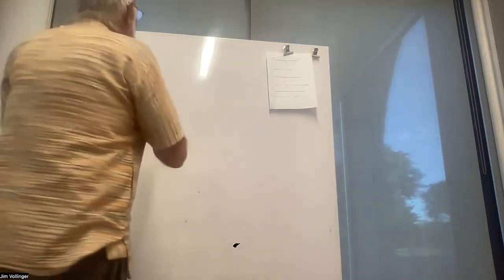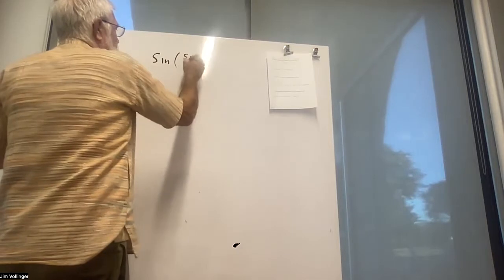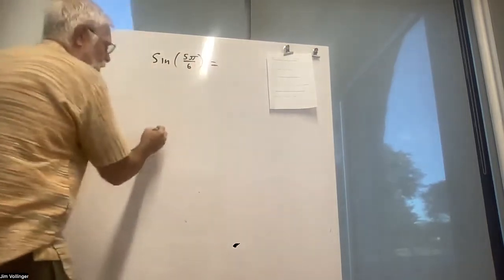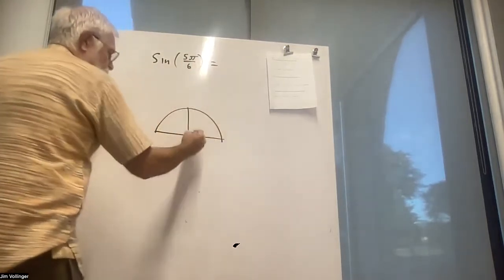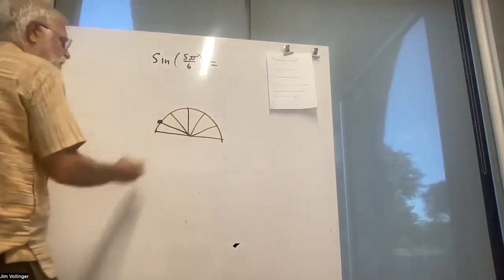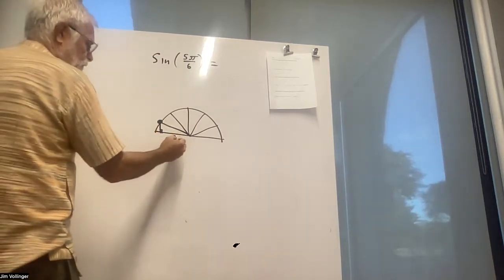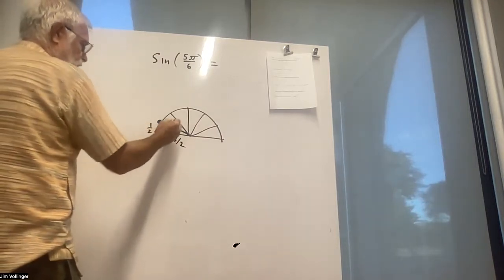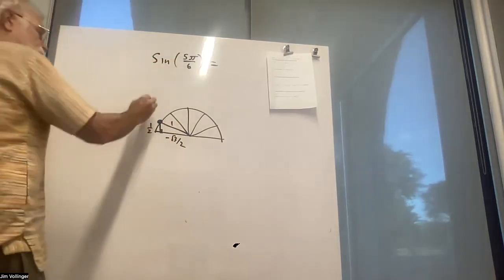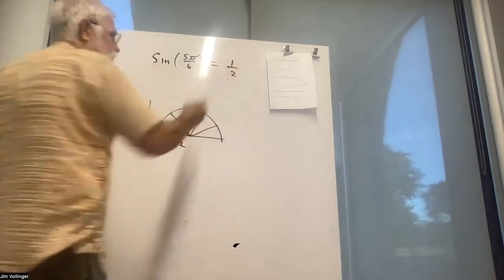All right, sine of 5 pi over 6. Sine of 5 pi over 6 should be a half, and let's see why. 5 pi over 6 equals... we're getting a lot better in class. So there's the 5. There's the perpendicular. There's negative root 3 over 2. There's positive 1/2. There's 1. And the sine function is opposite over hypotenuse. So there you go. Sine is 1/2.